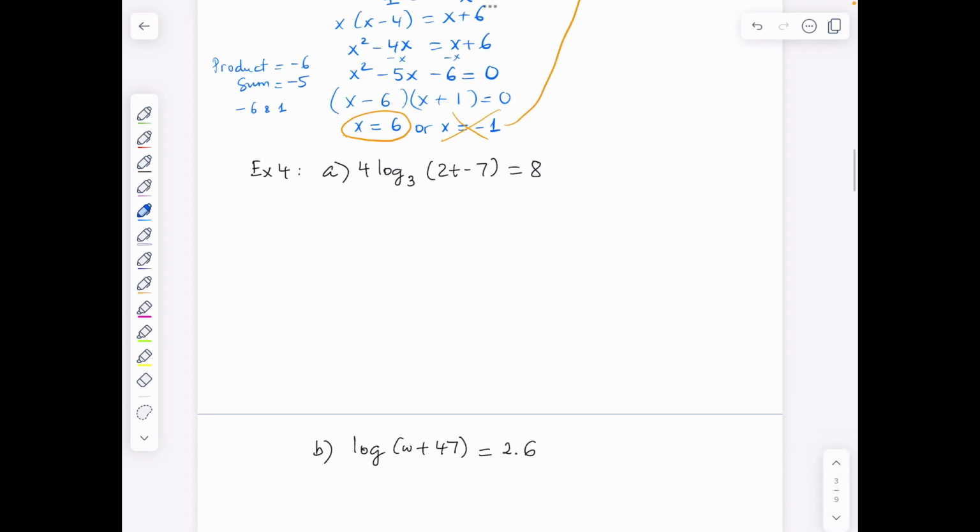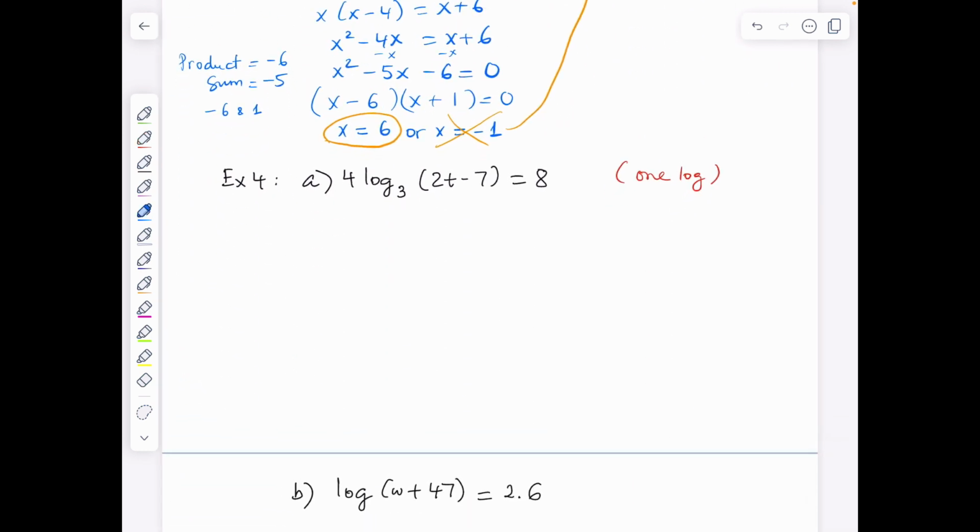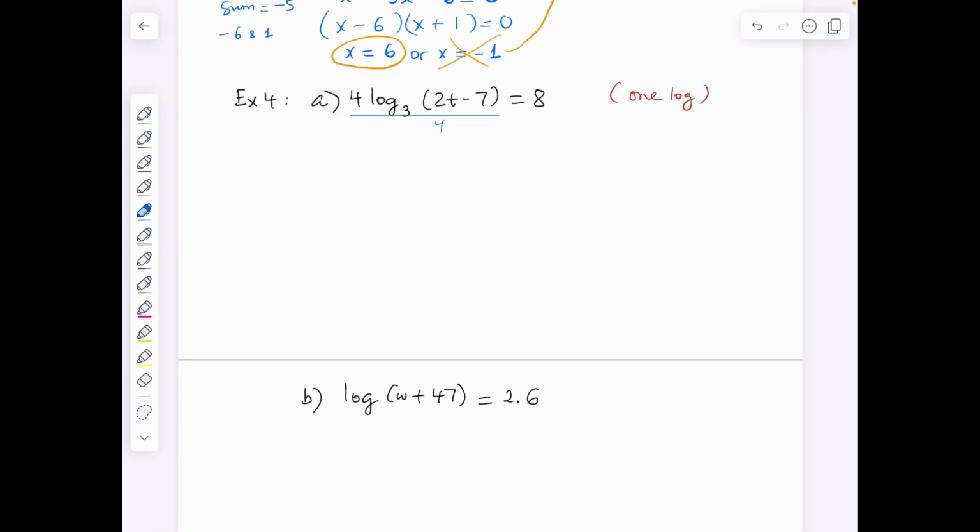Example 4. So we have 4 times log base 3 of 2t minus 7 is equal to 8. I want to point out here that there's only one log in this equation, which is different from the other two that we just did. We had 2 logs. So how do we deal with 1 log? We could use the definition. But first, let's isolate that log by dividing both sides by 4. So on this side, we have log base 3 of 2t minus 7 is equal to 2.